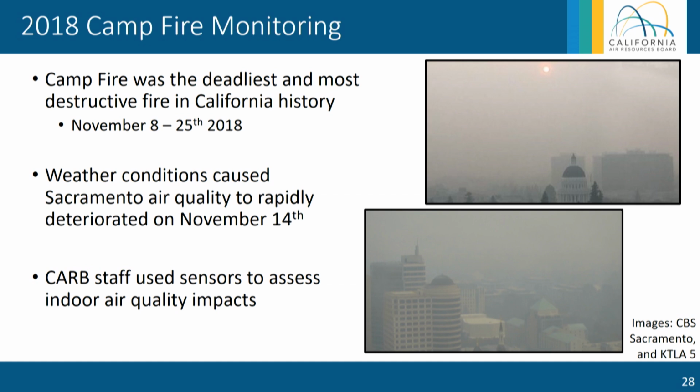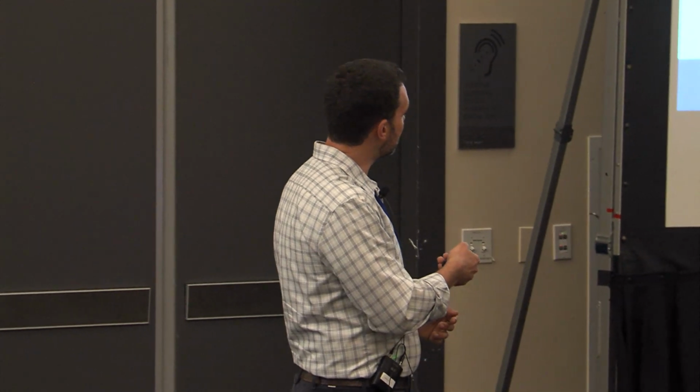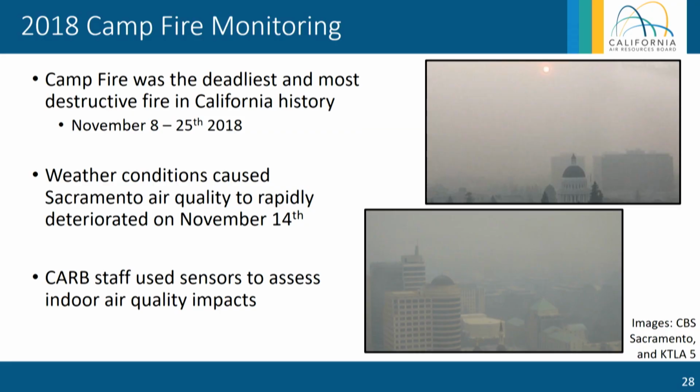And so on November 14th, that's when things get really bad in Sacramento. And this was the day before a CARB board meeting. And so our board expressed concern about how this is affecting the air quality inside of our building with the public coming into our building. Are we doing enough to protect them? And so we were tasked with trying to assess the indoor air quality impacts.